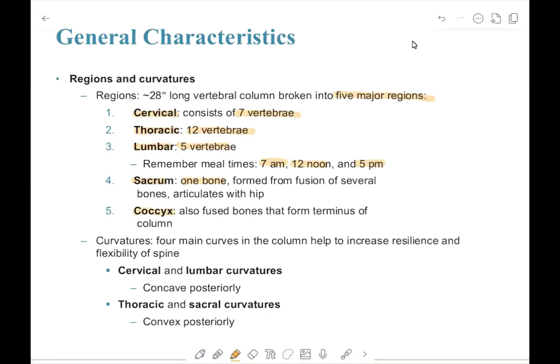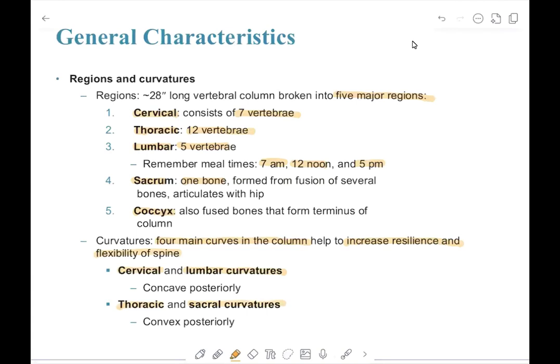It's important to remember that the vertebral column is not meant to be a steel rod. In fact, it's quite the opposite. It's meant to be able to easily bend, and it has 4 main curvatures in the column that help to increase resilience and flexibility of the spine. It has the cervical and the lumbar curvature, and the thoracic and the sacral curvatures.